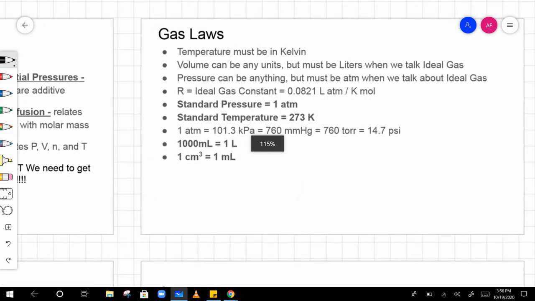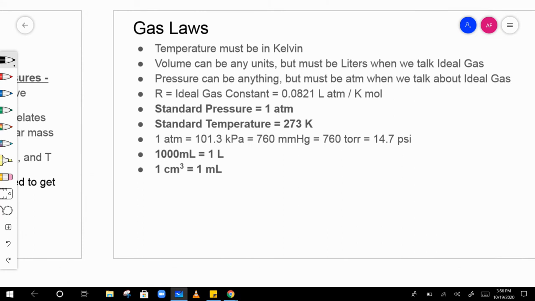I just want to mention a couple of these things. Temperature always has to be in Kelvin whenever you're doing any of these calculations. Okay, now volume typically can be in any units. However, it has to be in liters when we're doing the ideal gas law.